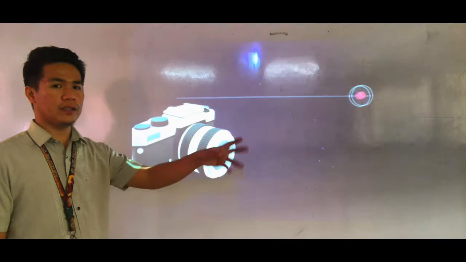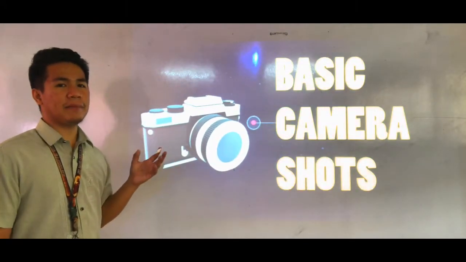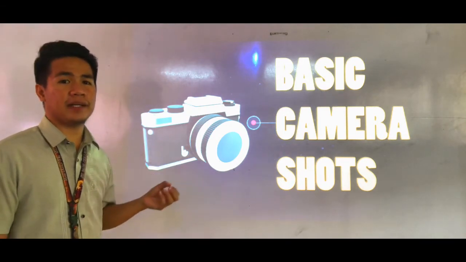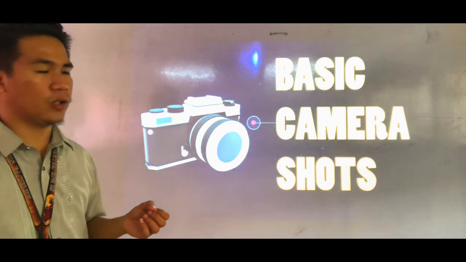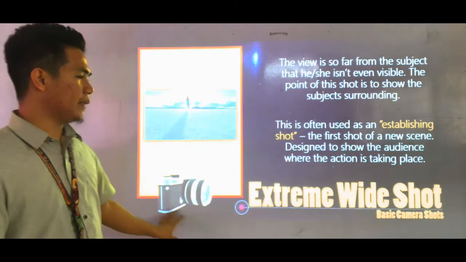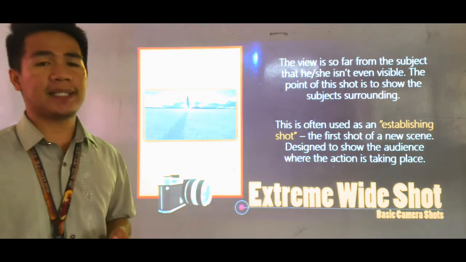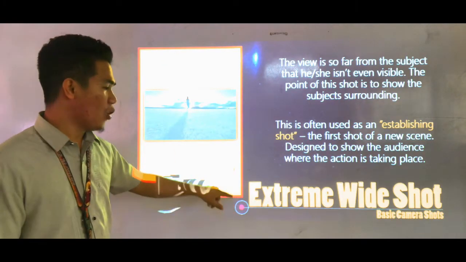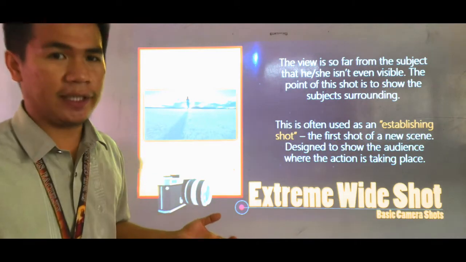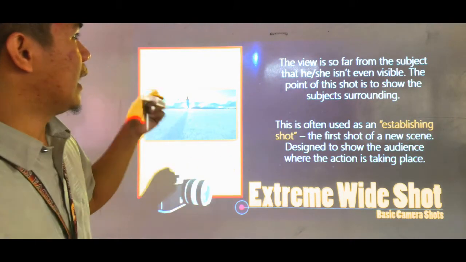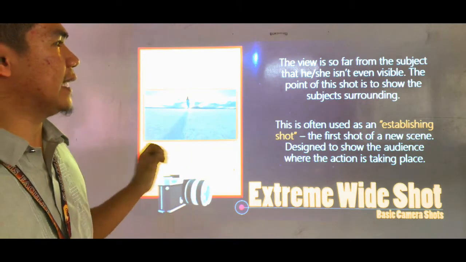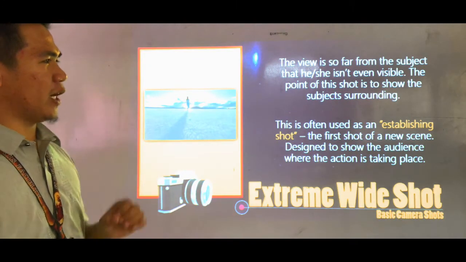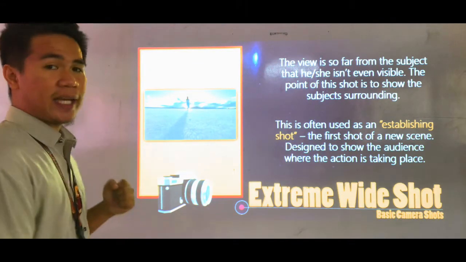Okay? So, we have basic camera shots. Here are the basic camera shots under the technical code. So, number one, we have the extreme wide shot. So, i-discuss muna natin si basic camera shot. The view is so far from the subject that he or she is not even visible. The point of this shot is to show the subject surrounding.